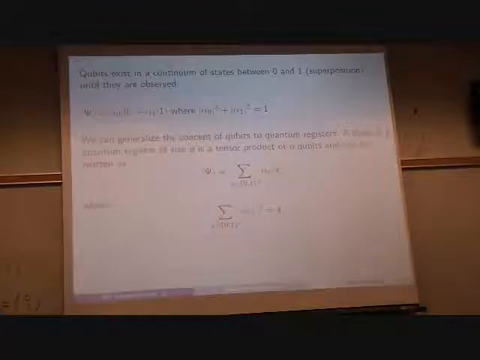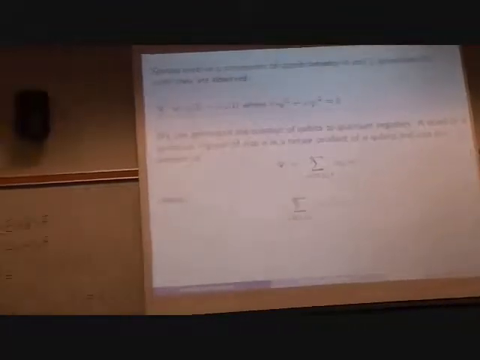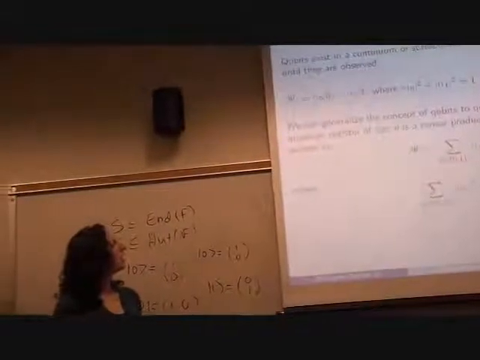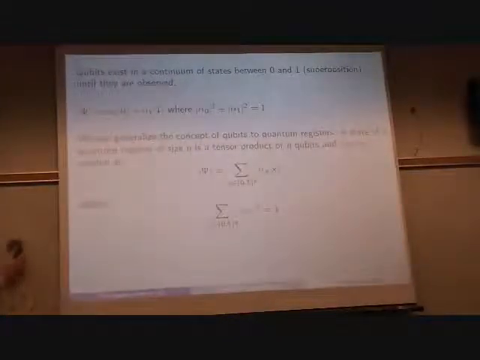And so in order to perform a computation, you need to be able to have a register. And so let's just write it down this way. It's a little bit easier. So let's talk register. So suppose we have 2 qubits.